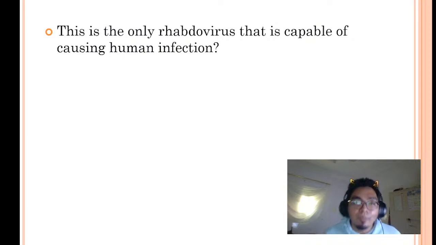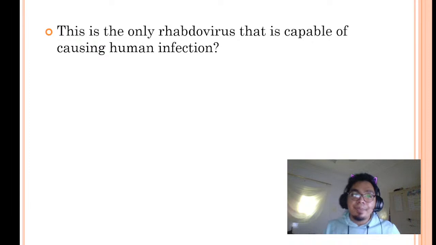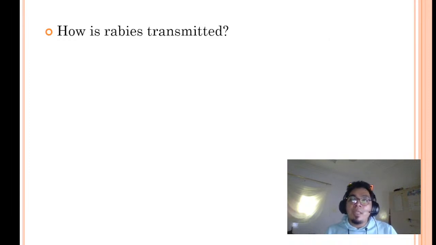Let's move on. The only rhabdovirus capable of causing human infections is rabies virus. Rabies is transmitted by a bite from warm-blooded animals. Can you give me an example of the most common warm-blooded animal that can transmit rabies virus to an unsuspecting victim? Give me one. Dogs. All right. Cat. Can I get it from chickens? True or false?